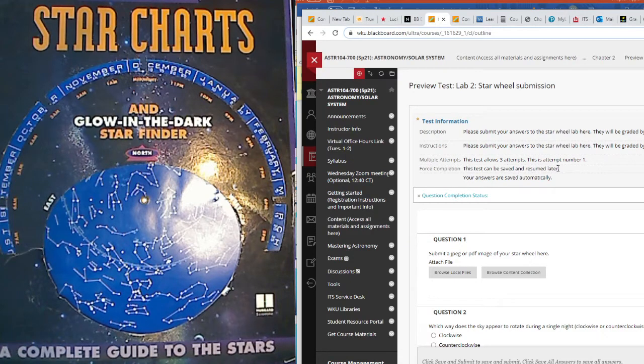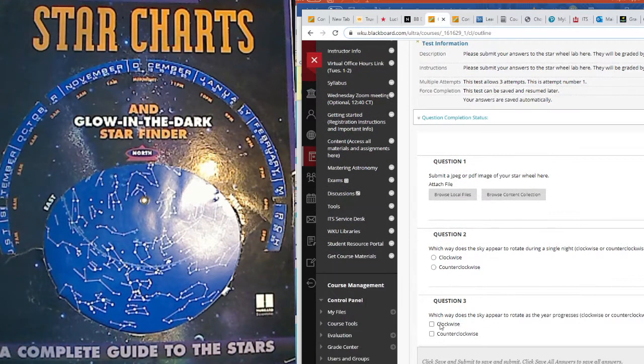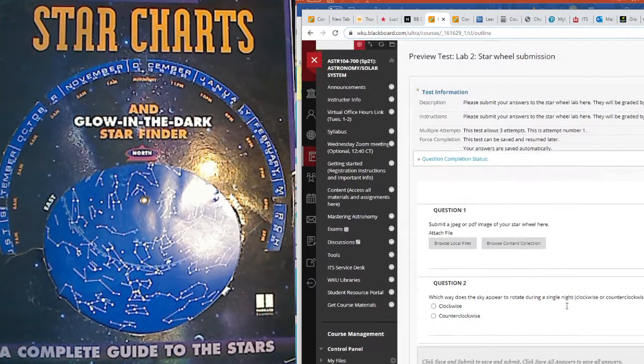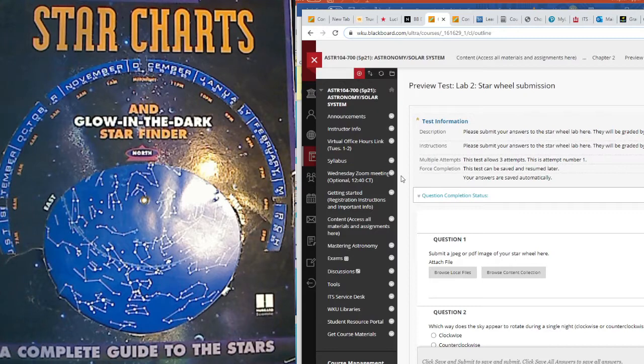And you can save this and go back to it later, right? So this is a little different. Instead of completing them on the document, you will actually come in here and select your answers to the questions in Blackboard. This means that it will be graded quicker. Okay. All right.